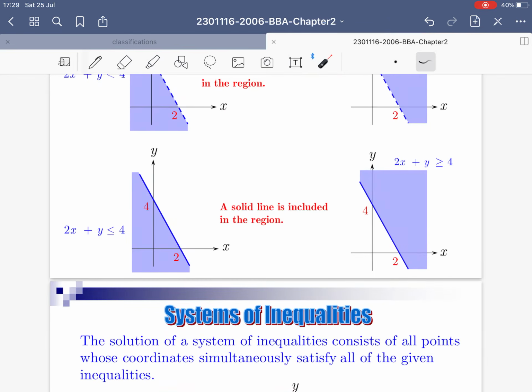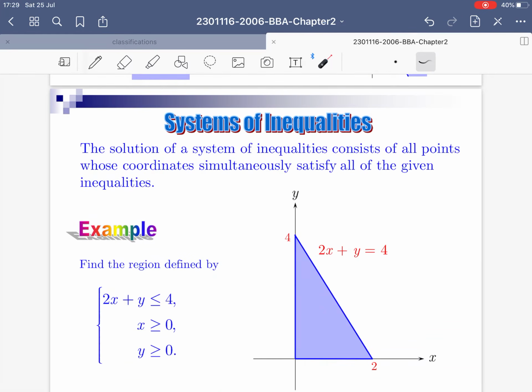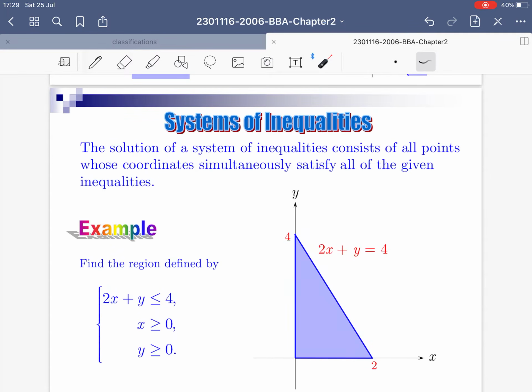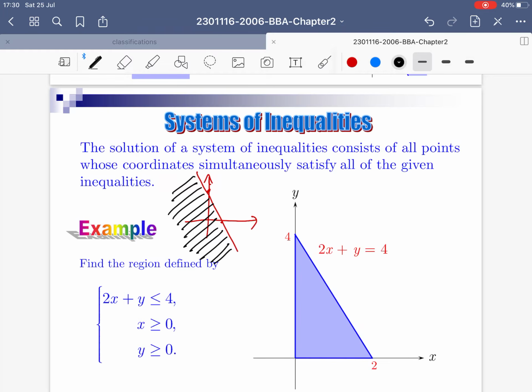So if you're talking about a system, it means that you are going to incorporate all the inequalities together. So for example, this one, the same old inequality 2x plus y less than or equal to 4, as we did previously, we know that it is the region that is drawn in black like this.